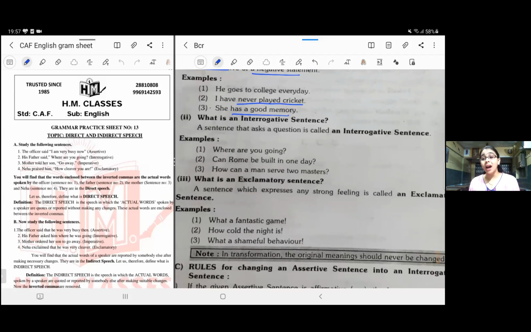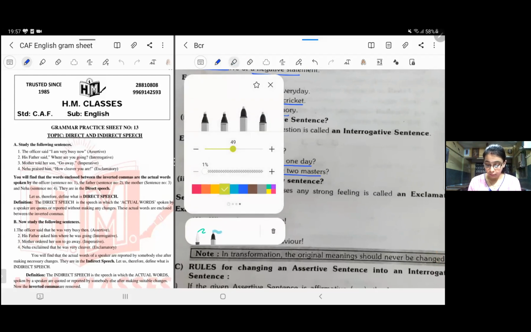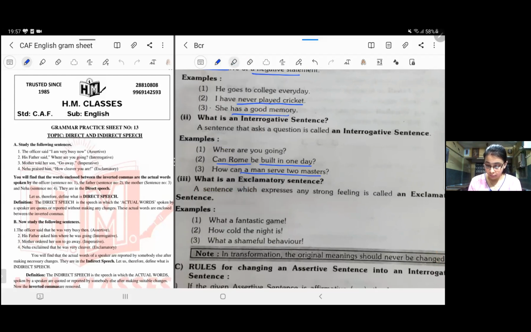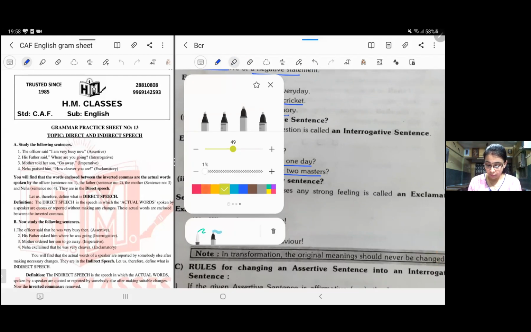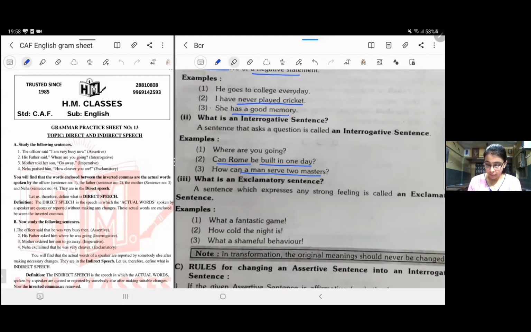Next, what is an interrogative sentence? Where are you going? What are you doing? What are you eating? Can Rome be built in one day? How can a man serve 2 masters? These are interrogative sentences. Wherever the question mark is coming, that is known as an interrogative sentence. Right?